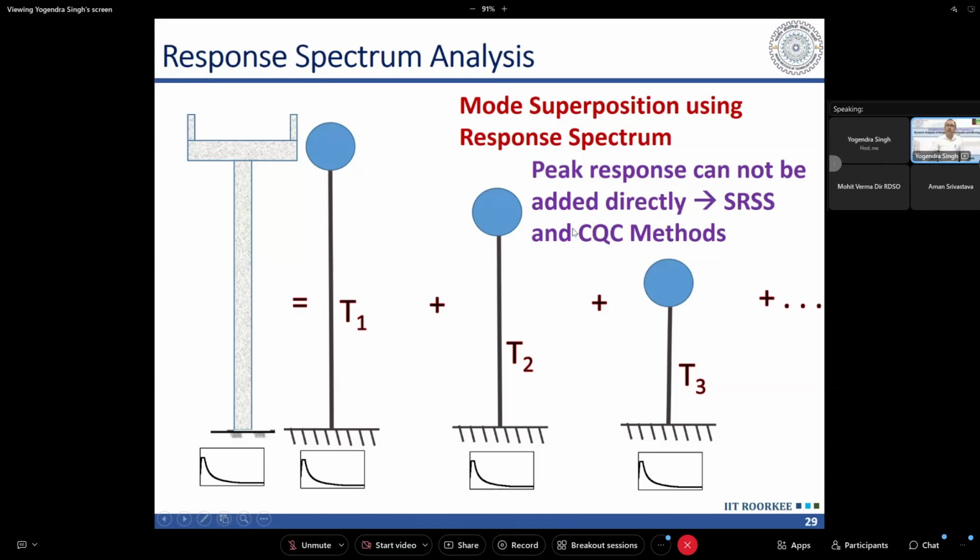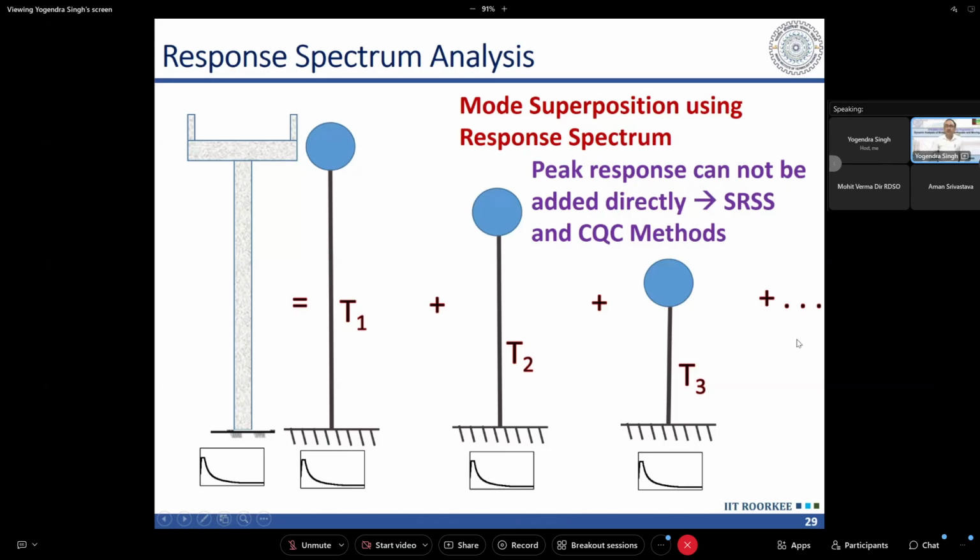Most of the times we should use CQC because this can take care of all the situations, but SRSS is applicable only in certain special conditions where the period of different modes is well separated. So if the periods are close, then SRSS may not give us the correct result. So CQC is a better, more realistic method of combination. So we should use most of the times CQC.